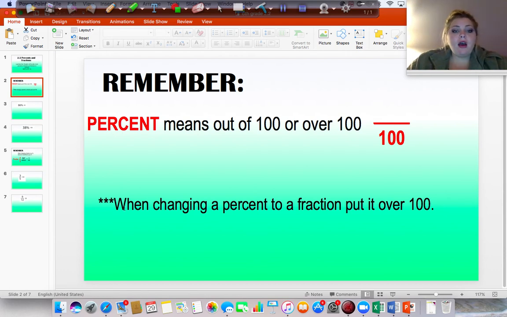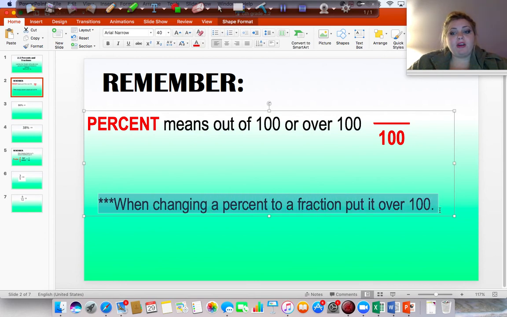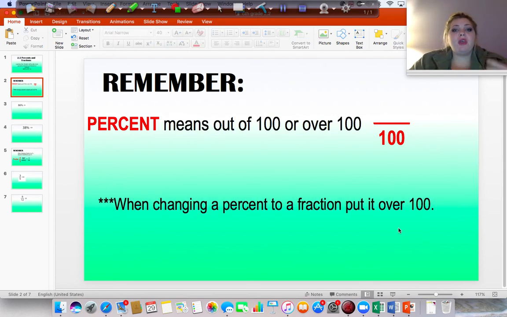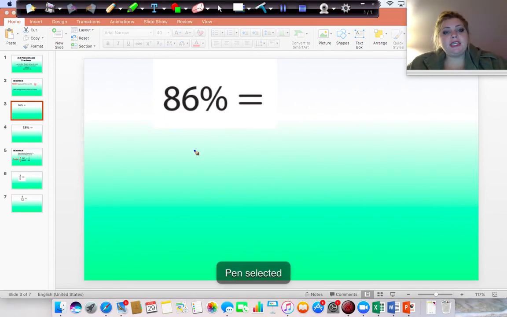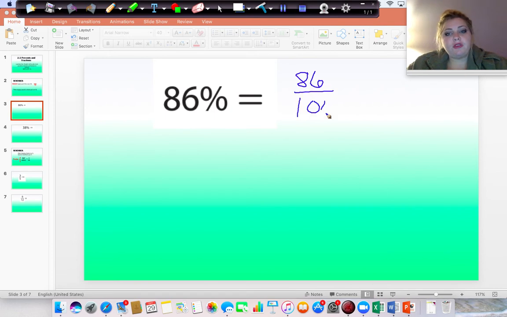Okay, when changing a percent to a fraction, just write it over 100. That's all this means. You don't necessarily have to write this down here if you understand that concept. Percent means out of 100, which means we need to write the percent over 100. For example, we have 86%, so we need to write 86 over 100.